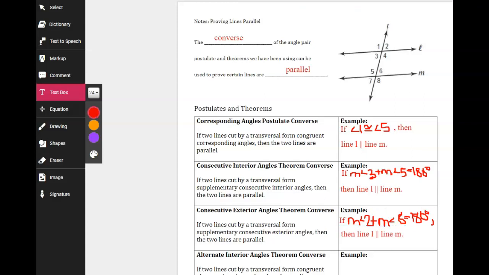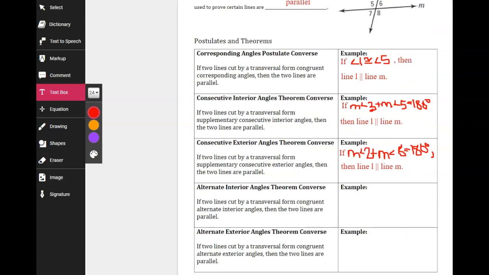So notice that the conclusion for all of these examples is that line L is parallel to line M. That's the claim that we're making. So what I'd like for you to do is try to come up with an example after you read the converse of the remaining two examples. So come up with your two examples. Pause your video.